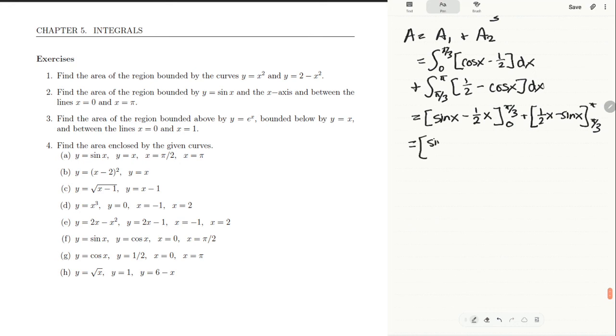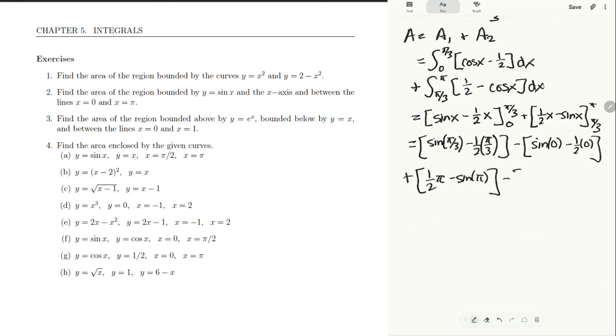So now we'll substitute the upper limit. We have the sine of pi over 3 minus 1/2 times pi over 3. We subtract the evaluation at 0. So the sine of 0 minus 1/2 times 0. Then we add it to the evaluation of the other antiderivative, which is 1/2 pi minus the sine of pi. And we subtract 1/2 times pi over 3 minus the sine of pi over 3.